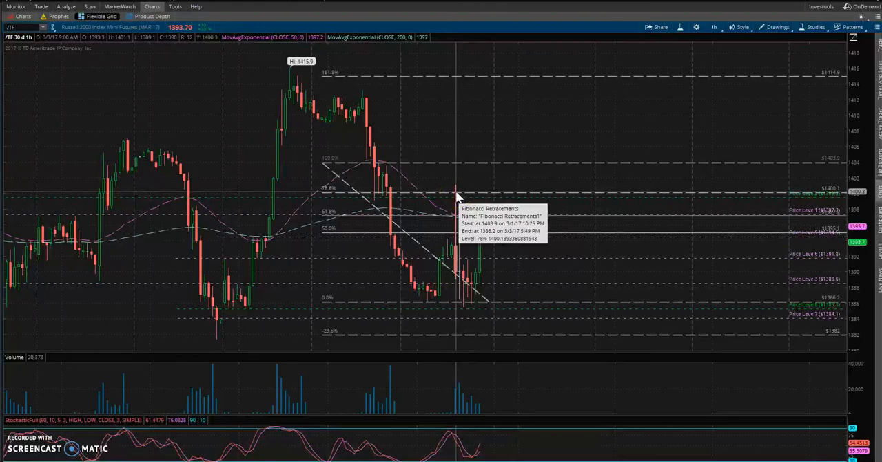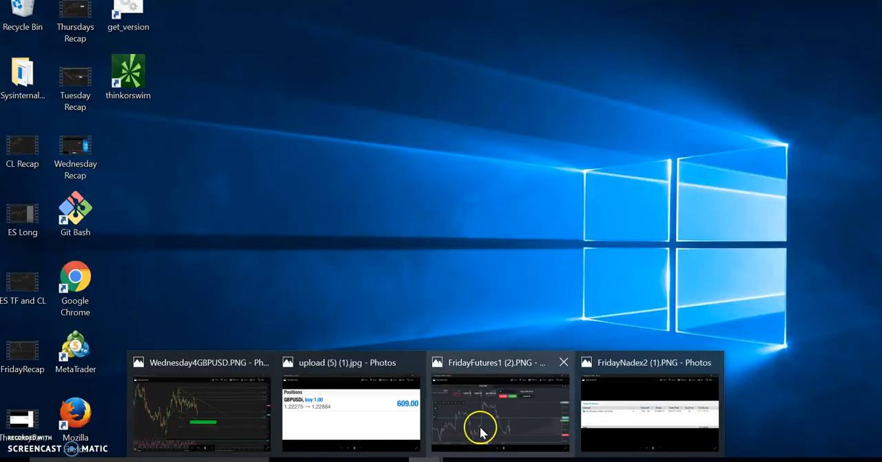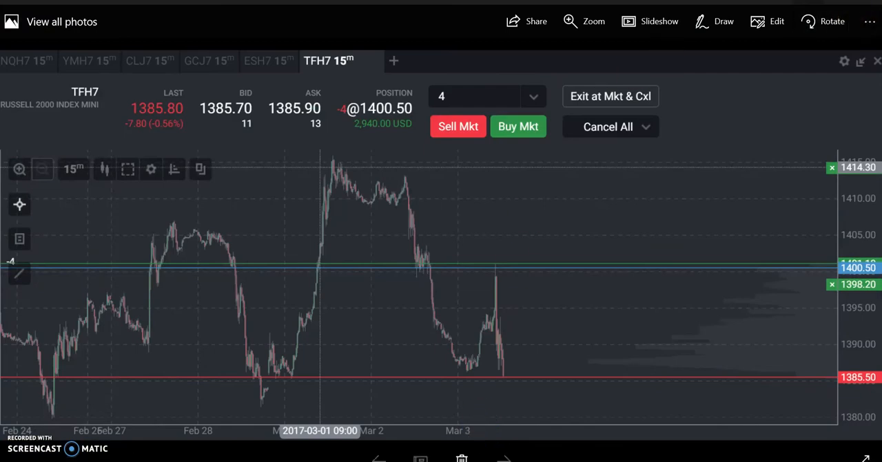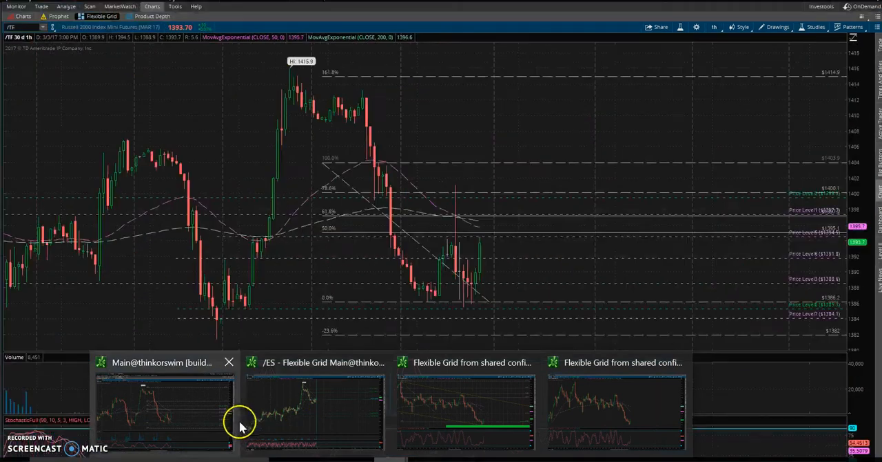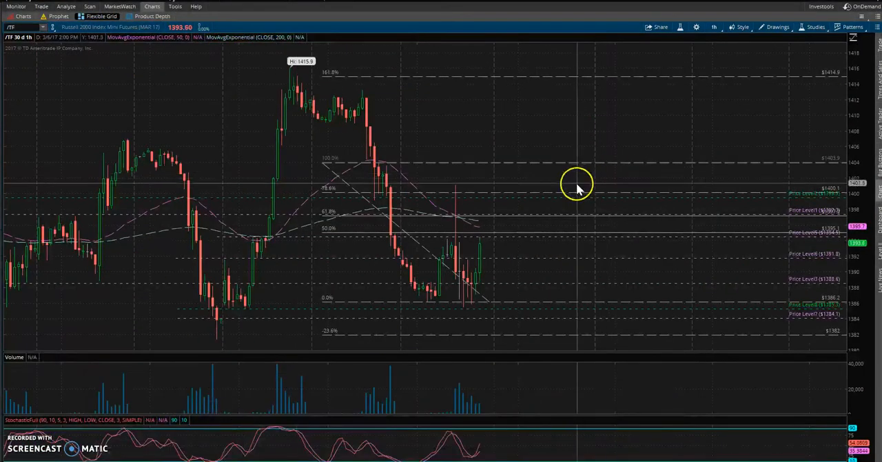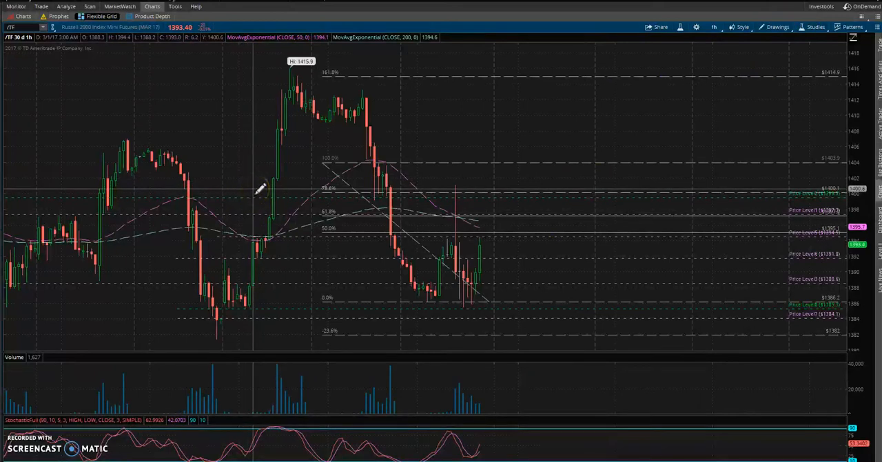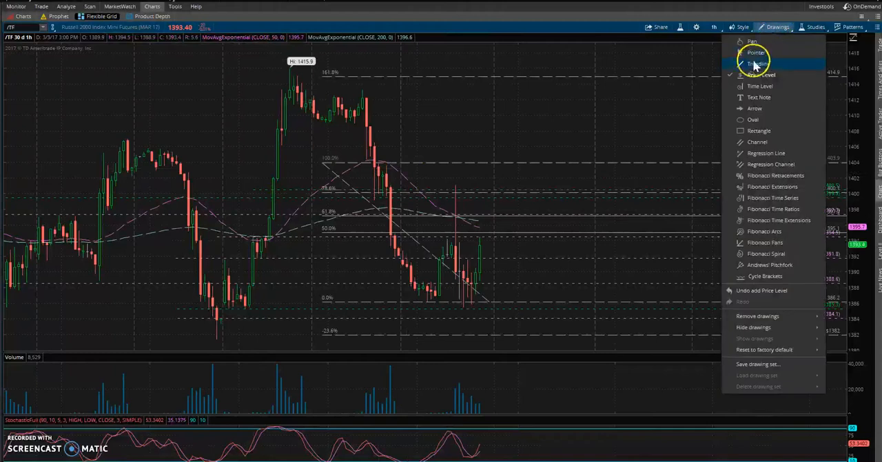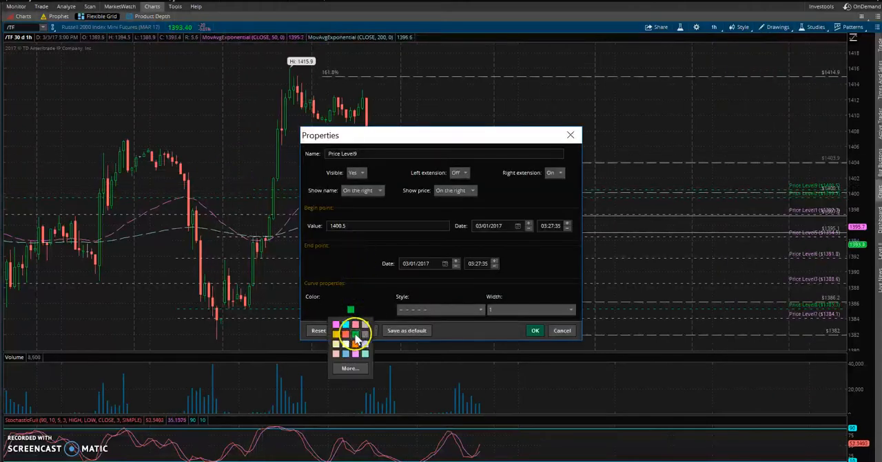So I actually entered short right here. I'll actually have to double check my entry. 1400 half. So I got in at 1400 half, and so it was right here. Let's see, 1400 half. So I entered right here. So I took a little bit of drawdown. I'll highlight my entry in blue. Just a little bit of drawdown.